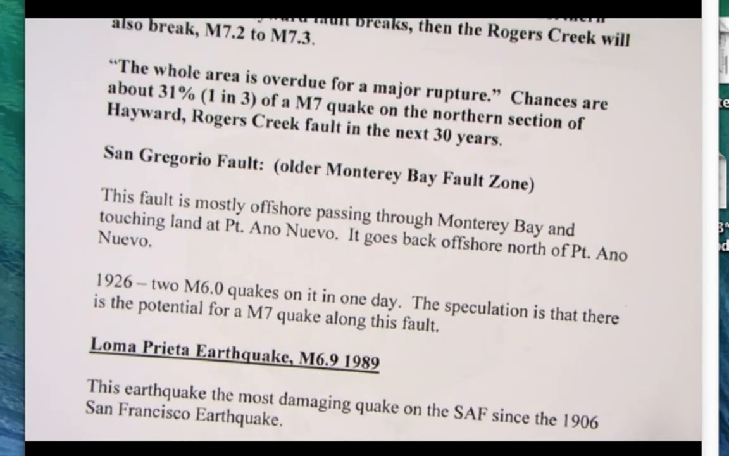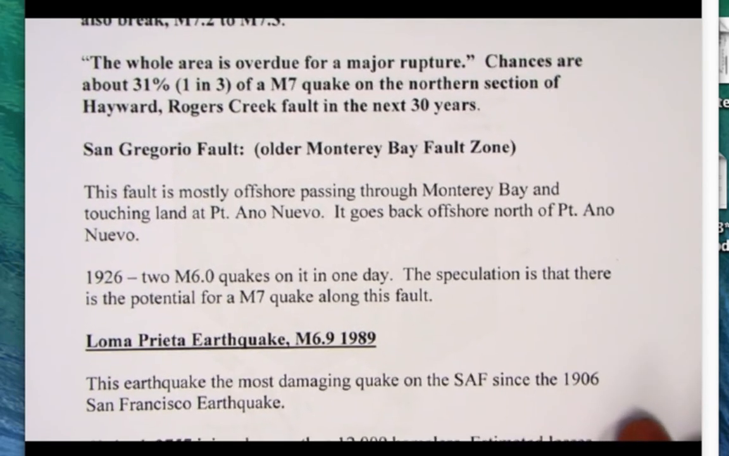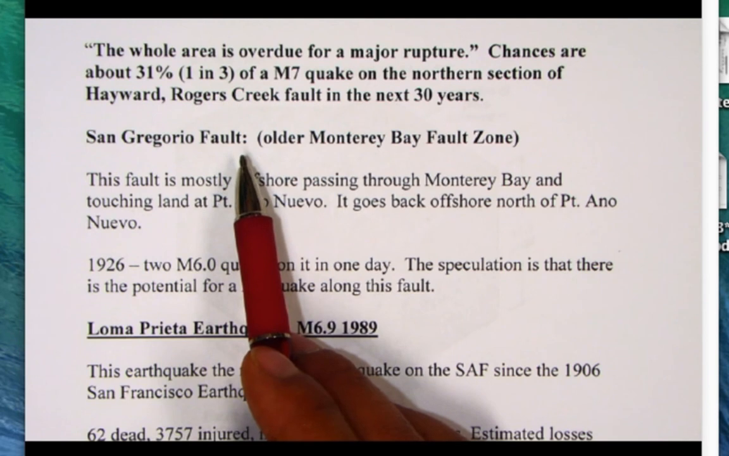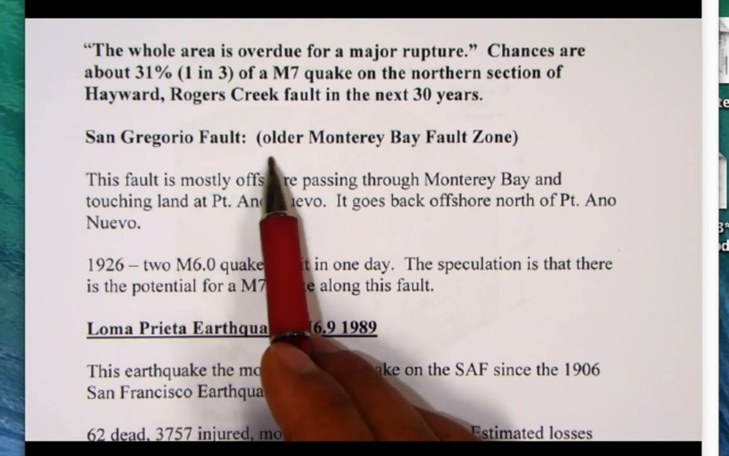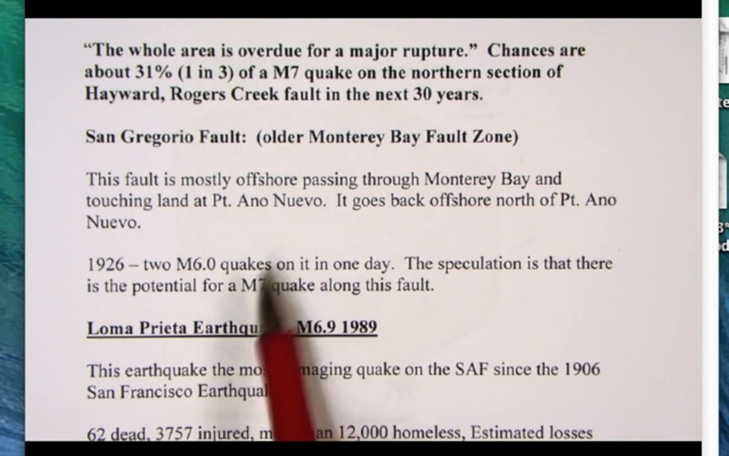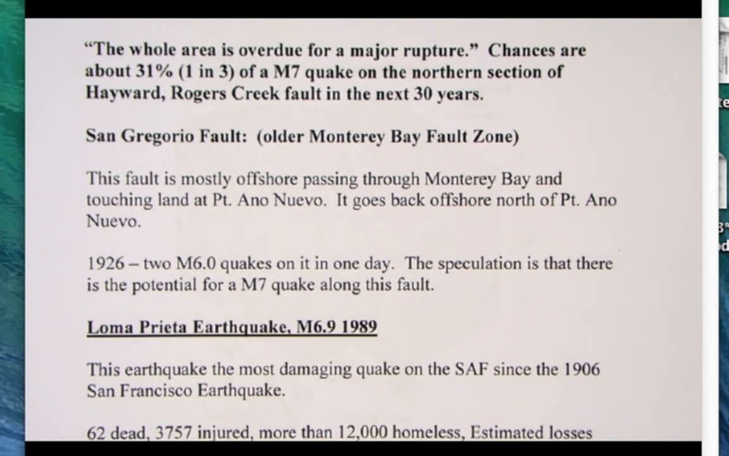Now, if we look at the fault off of Santa Cruz there and over towards Half Moon Bay, the San Gregorio Fault, it used to be the Monterey Bay Fault Zone. But this fault is mostly offshore, passes through Monterey Bay, and touches land at Point Año Nuevo. It goes back offshore at Point Año Nuevo, then comes back onshore at Half Moon Bay there, right?